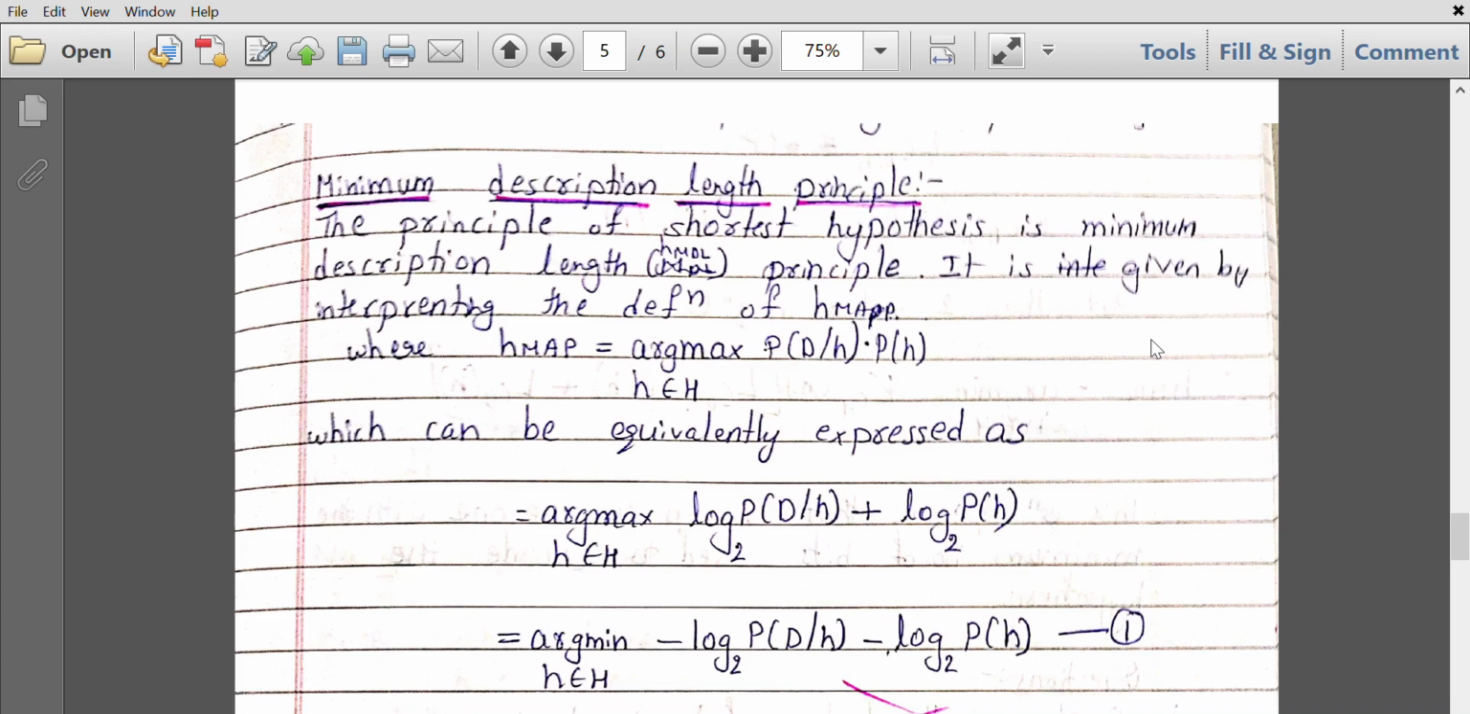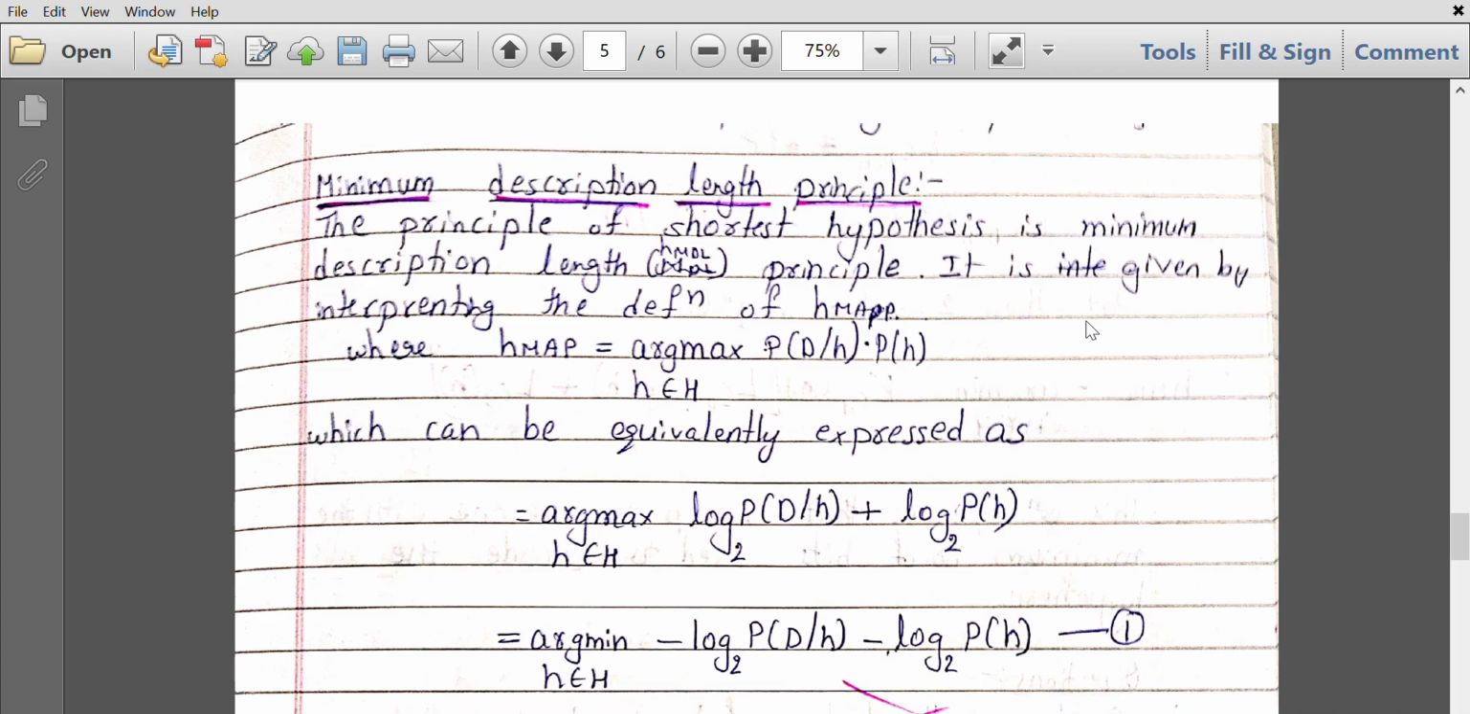Okay, that is the minimum description length principle. They are comparing whether HMAP is giving the shortest hypothesis or not, because we are in search of the shortest hypothesis in each and every learning algorithm that we have seen, in the decision tree and in the neural network. So we require the shortest hypothesis. They are comparing our HML or HMAP with those algorithms, nothing else.